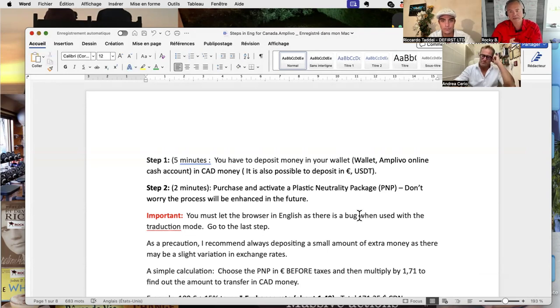To be compliant in Canada, you have to deposit money when it's under $3,000 Canadian, approximately 2,000 euros. Under $3,000 Canadian, there's a way to send cash to your cash account. And when it's over $3,000 Canadian, there's another way to send money. It's very easy. And of course, you have to do your KYC eventually.